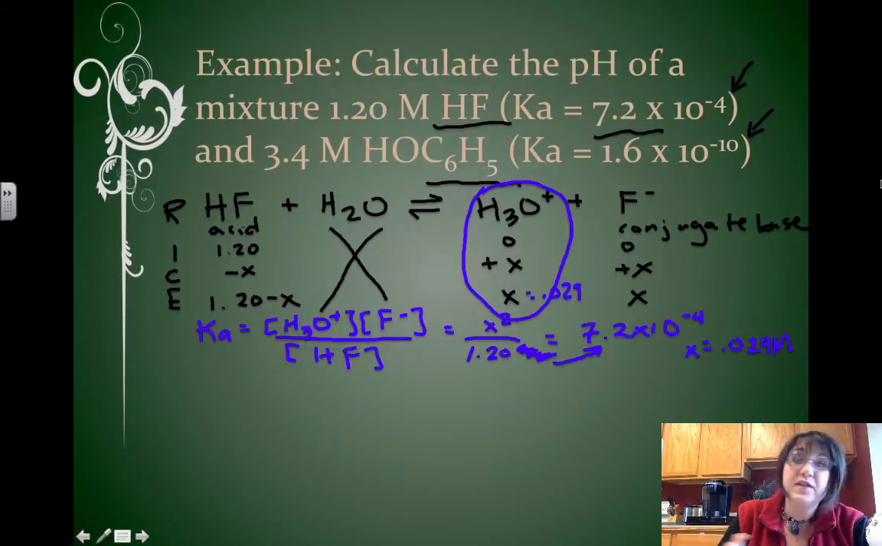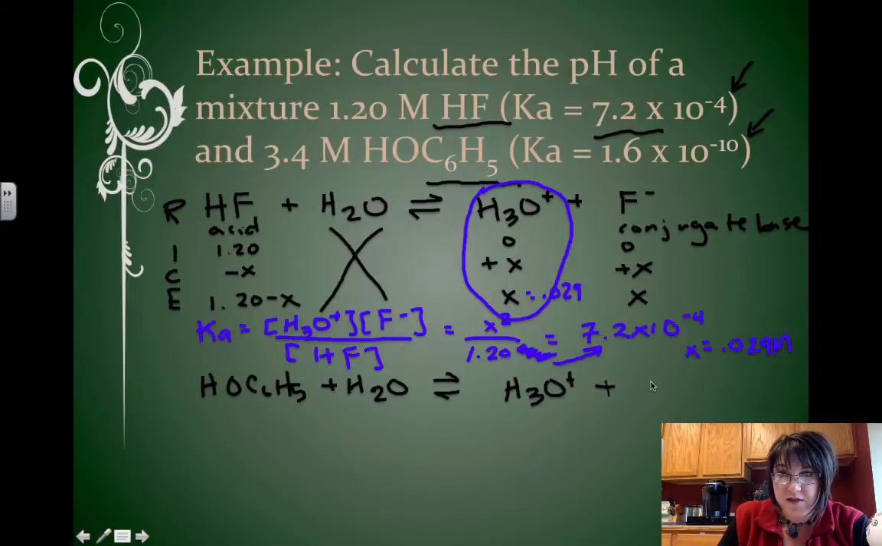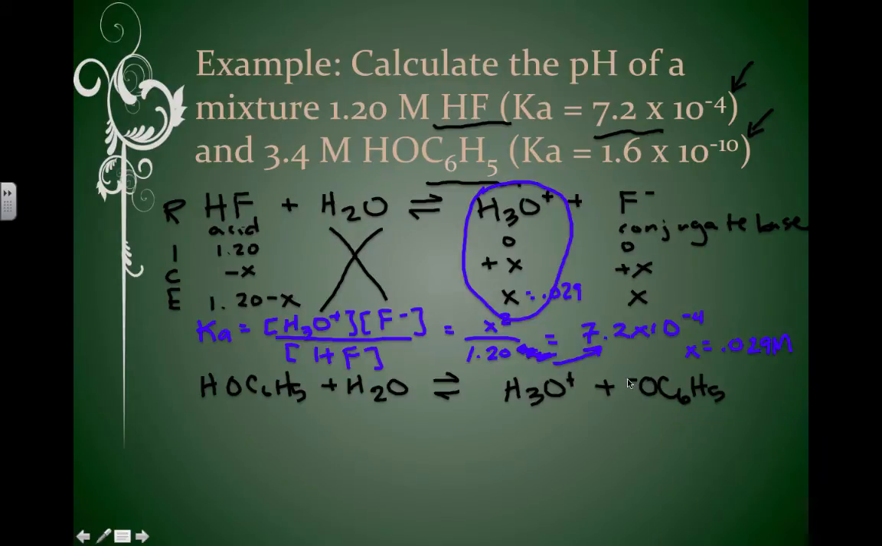But that's not the only source of hydronium ions in my solution. We also have benzoic acid. So let's write out that reaction, forming hydronium ions from benzoic acid and leaving me with benzoate ions in solution. And I'm going to put the negative by the oxygen where it actually hangs out. So there's the R. Let's do the rest of our RICE table.